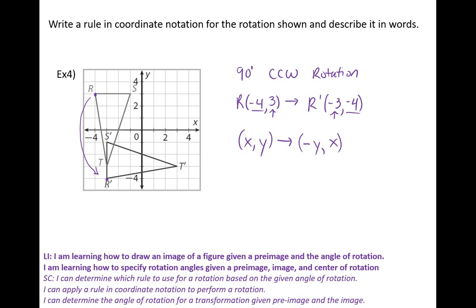Take a look at those success criteria. I can determine which rule to use for a rotation based on the given angle of rotation. That would be looking at your rule table and deciding which rule to use. So if you feel like you got it, check it off. Otherwise, circle it. And then our next one, oh, that was, by the way, examples 1 and 2 for that one. The next one, I can apply a rule in coordinate notation to perform a rotation. That was examples 1 and 2 where we applied the rule. The next one, I can determine the angle of rotation for a transformation given pre-image and the image. This one would be what we did in examples 3 and 4. Again, if you've got it, check it off. Otherwise, circle it.